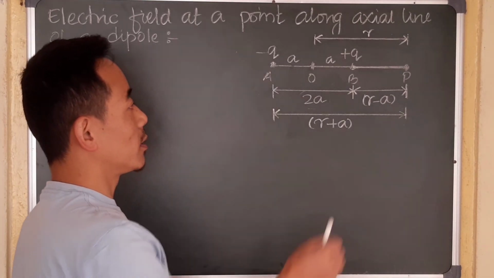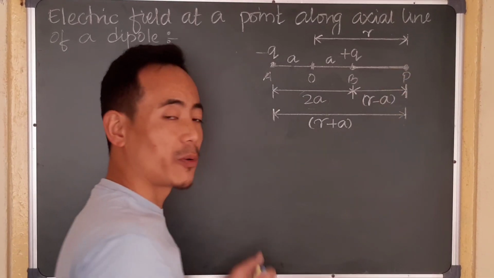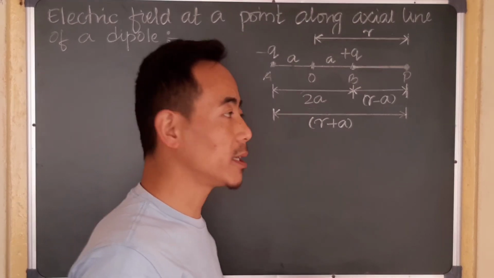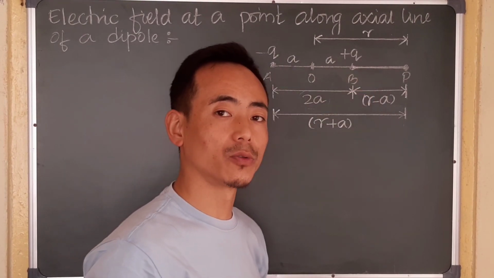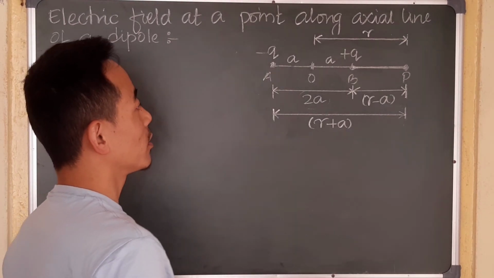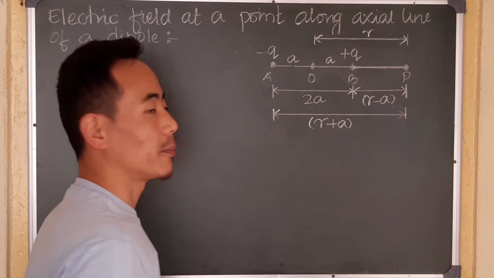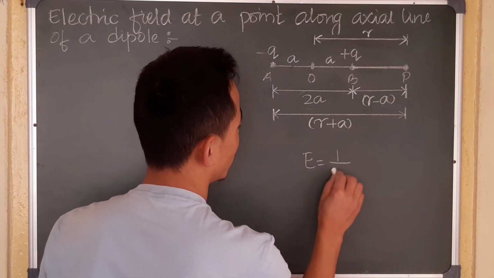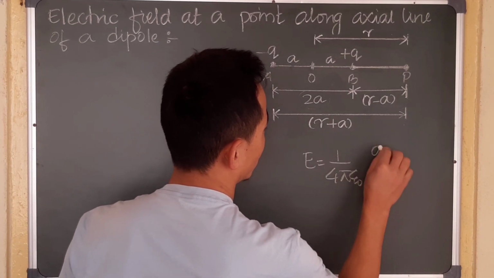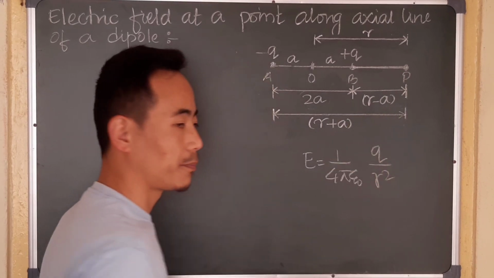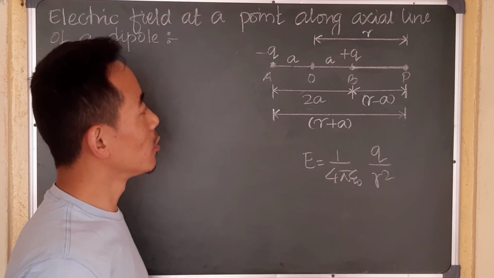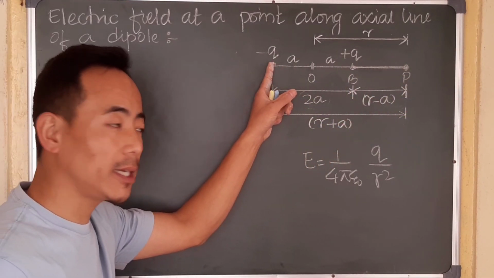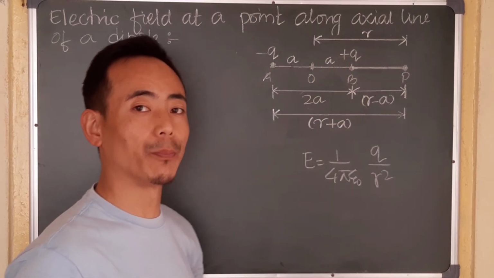We will find the electric field at point P separately due to the minus q charge at A and the plus q charge at B, and then we will find the total. In order to find the electric field at P due to the minus q and plus q charges, we need one expression, which is E equals 1 by 4 pi epsilon naught q divided by r square. We will use this expression to find the electric field at P separately due to the minus q charge at A and then the plus q charge at B.